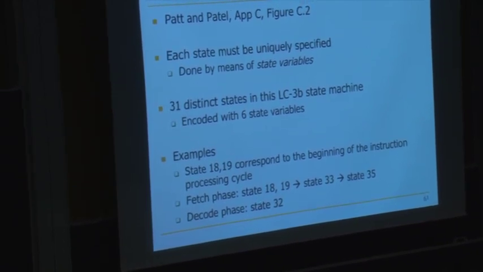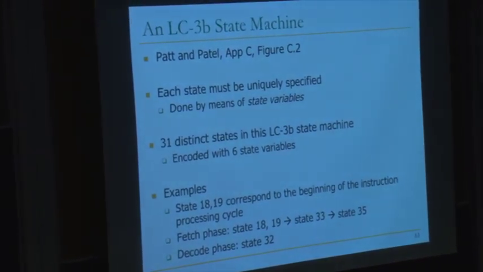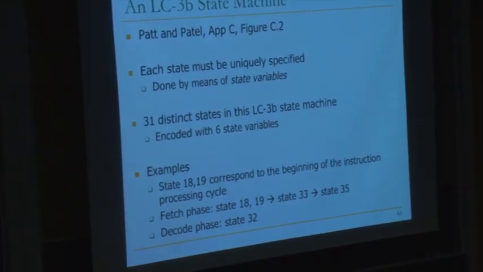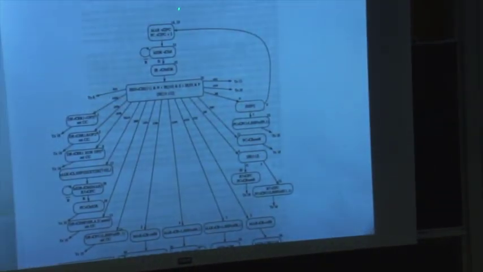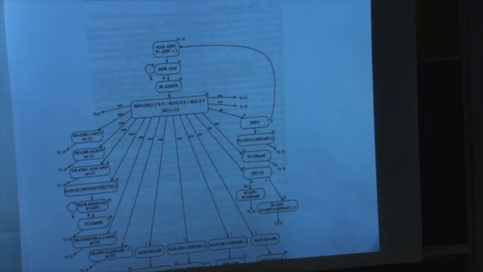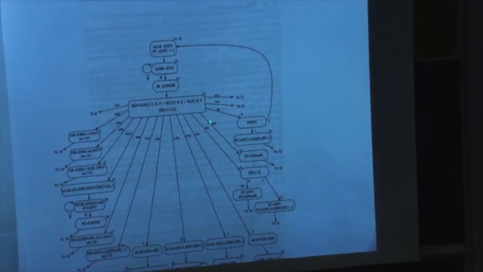Let's just look at the fetch phase quickly before we part. If you look at the fetch phase, it consists of these states: 18, 19, 33, and 35. And we'll see how we sequence between them. Decode is state 32.